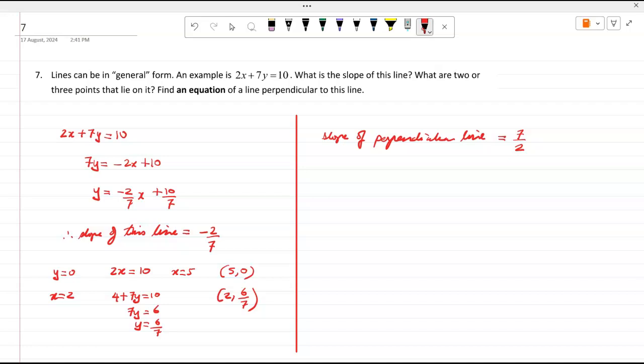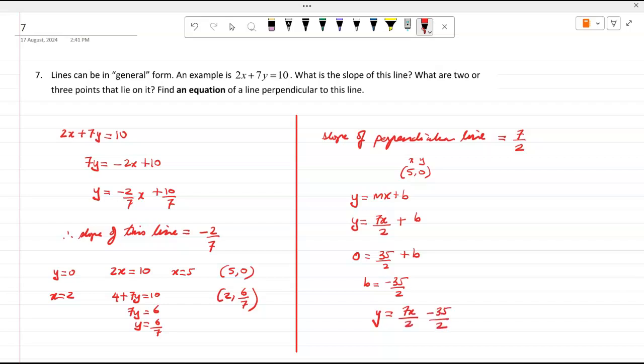Equation of a line, any line which is perpendicular to this, take any point. So I'll take 5 comma 0. So y is equal to mx plus b, so y is equal to 7x over 2 plus b. Correct? Now put 5 comma 0. This is my x, this is my y. 0 is equal to 7 5s are 35 over 2 plus b. So b is equal to minus 35 over 2. So therefore the equation of the line is y = 7x over 2 minus 35 over 2. That's the equation of the perpendicular.